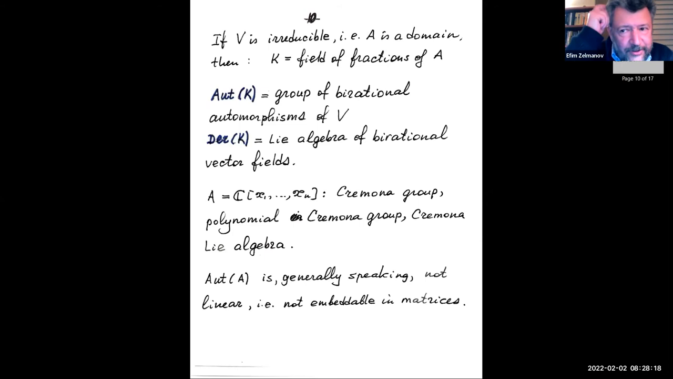Of particular interest is the case when the algebra is the polynomial algebra over the field of complex numbers. Then the group of birational automorphisms is the famous, celebrated Cremona group, and the group of automorphisms is the polynomial Cremona group, and we can consider Cremona Lie algebras and so on.